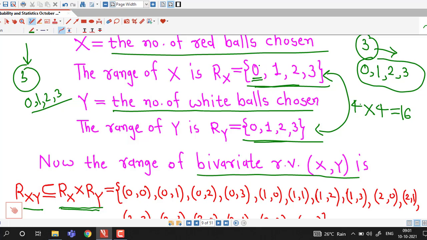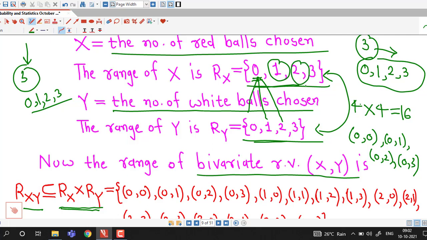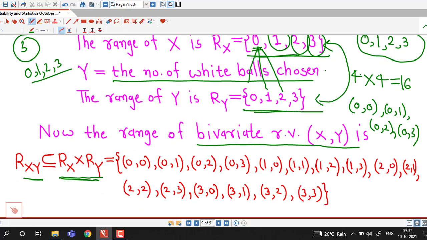First we fix 0 and we take this type of ordered pair 0 0. Then we consider 0 with 1. So we have 0 1, then 0 2 and 0 3. Similarly, we can fix 1 and we consider 1 with 0, 1, 2, 3. So 1 0, 1 1, 1 2, 1 3. Similarly, 2 0, 2 1, 2 2, 2 3 and 3 0, 3 1, 3 2 and 3 3.